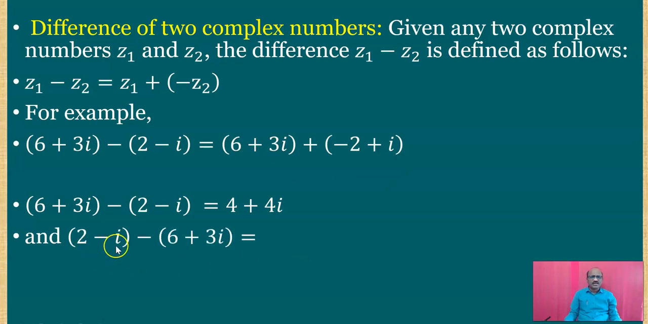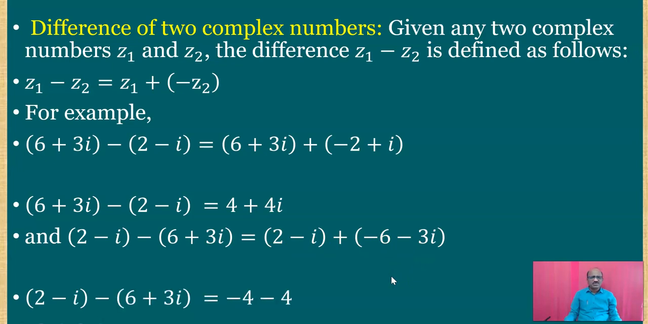And (2 minus i) minus (6 + 3i) is equal to again 2 minus i plus minus 6 minus 3i, and if we simplify it, then you will get 2 minus 6, that is minus 4, minus i and minus 3i, that will become minus 4i.